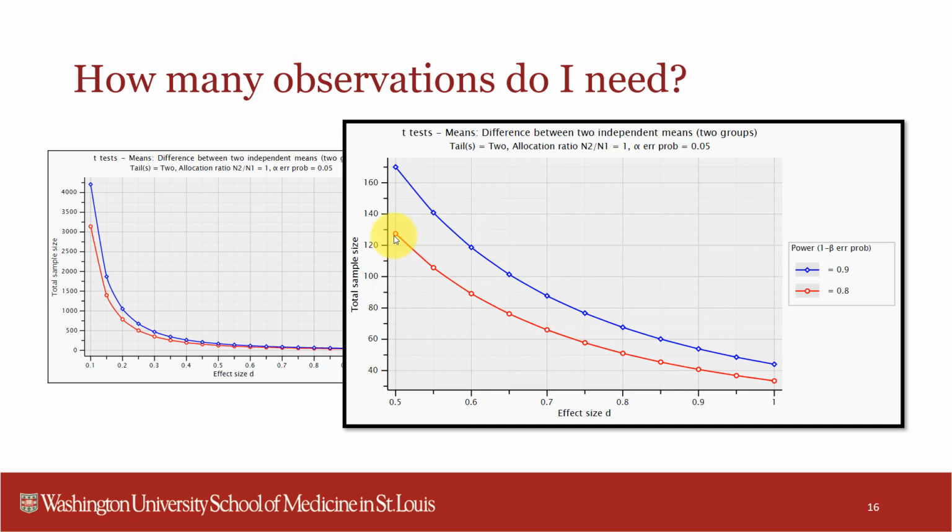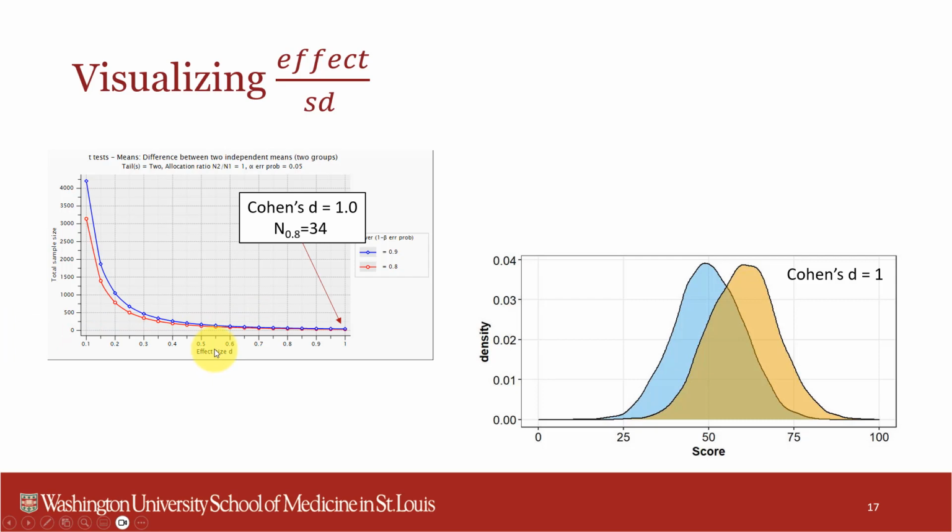But right now, I just want you to be able to visualize a little bit more. What does it really mean if the effect size is 0.5 or 1.0 or 0.8? How big are those effects? What would those data look like if we graphed them? So here's an example where let's consider a huge Cohen's d of 1. The n required for 80% power is 34.